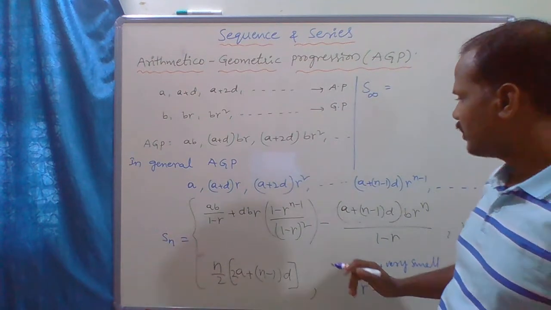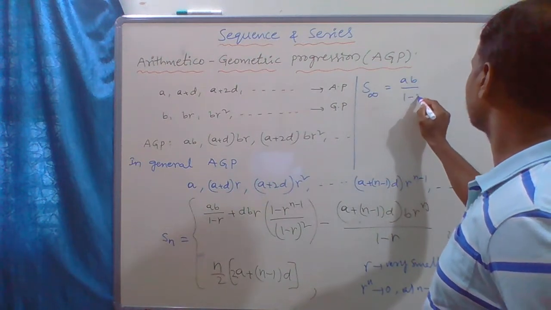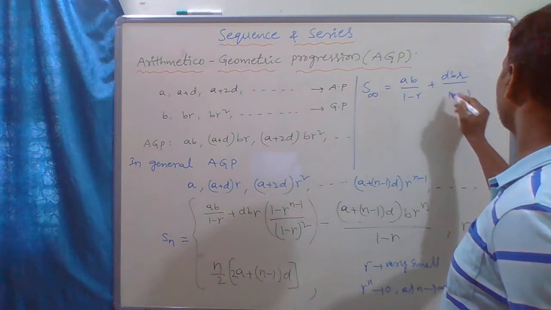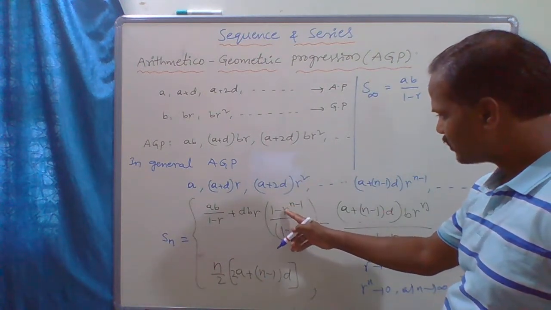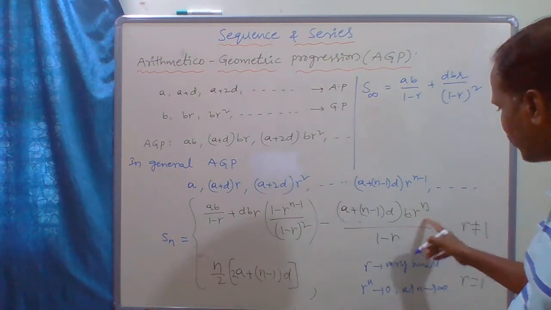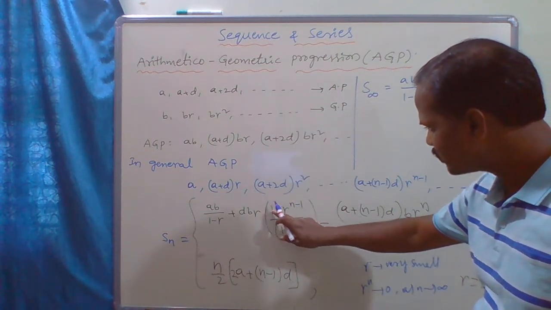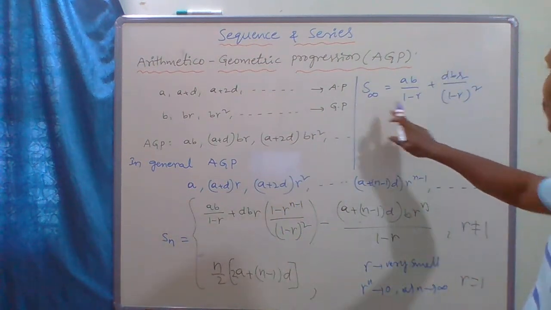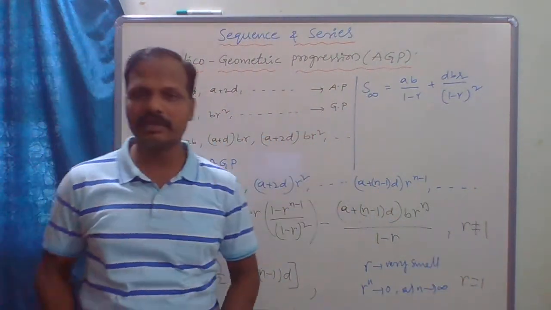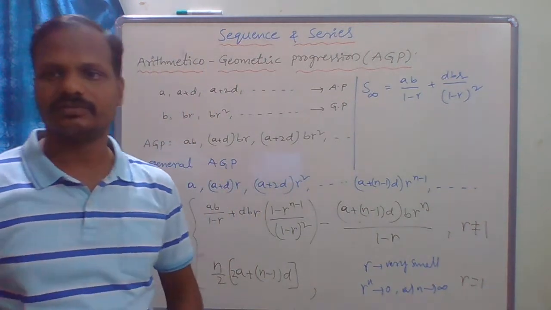Then what happened? This is AB by 1 minus R plus dBr by 1 minus R whole square, because this term goes to 0 and R power n also goes to 0. So R power n goes to 0 means this total term is 0. So S infinity in AGP is AB by 1 minus R plus dBr by 1 minus R whole square. Clear? Fine.